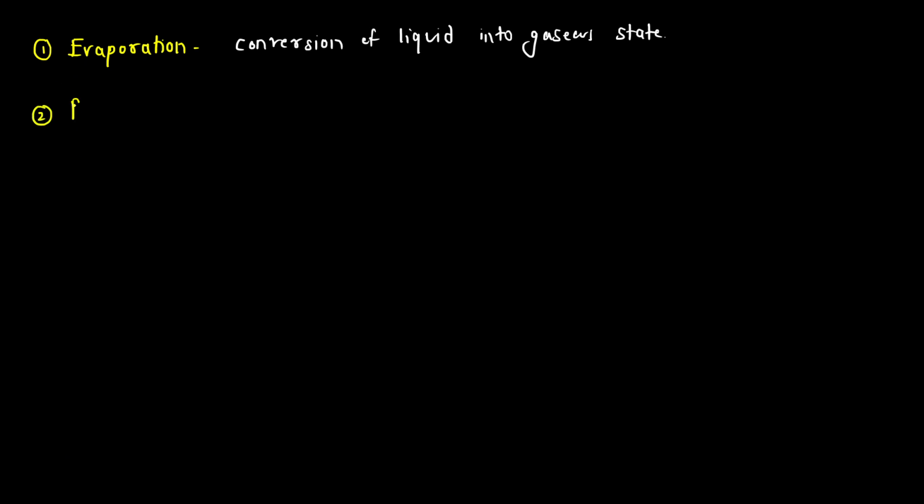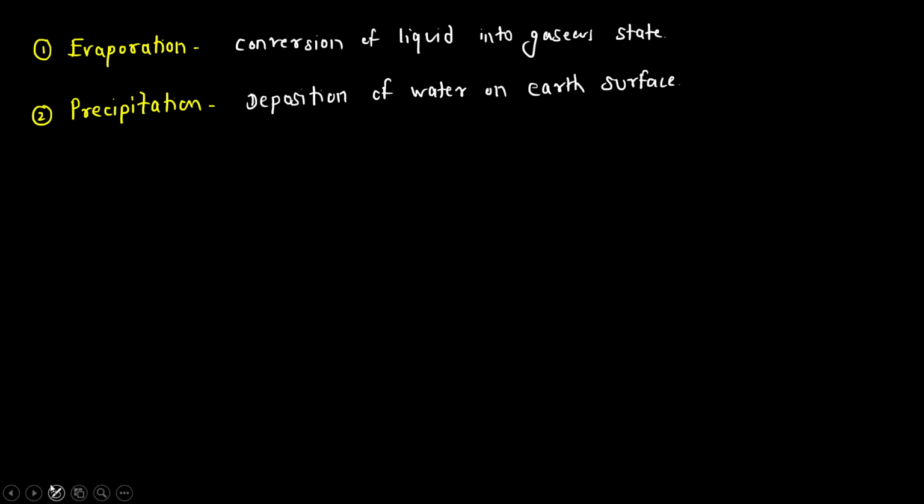Now the second heading is precipitation. So what is the meaning of precipitation? It is the deposition of water on earth's surface. What are the various forms of precipitation? Snow, hail, sleet, rainfall and drizzle.